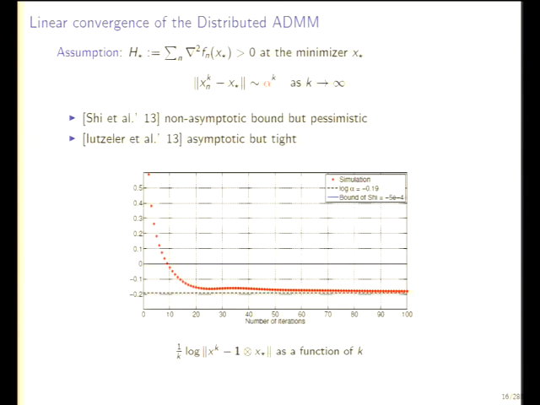Here alpha is some constant which is less than 1. This fact was already noticed in a previous paper by Xie et al., where they get non-asymptotic bounds on the error, but these bounds turn out to be really pessimistic. In a recent paper, we obtained an explicit and tight characterization of this value of alpha. As we can see here, this curve represents 1 over k times the logarithm of the error, and it reaches this value log alpha, whereas the previous bound is quite far away from what happens.